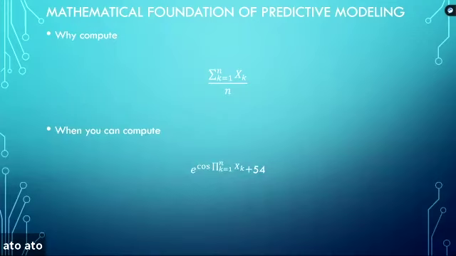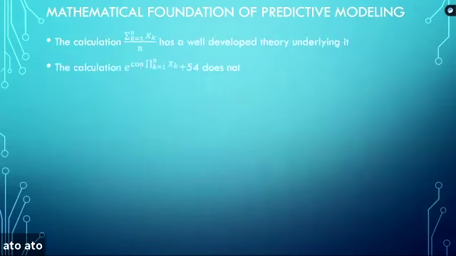No takers? Okay, so why do we care about the first computation and not the second computation? Why do we care about the sample mean and not that other nonsense that I put up there? The answer is that the calculation of the sample mean has a well-developed theory underlying it.